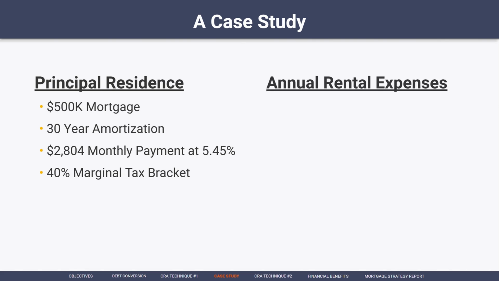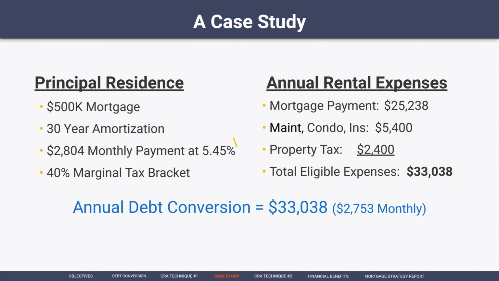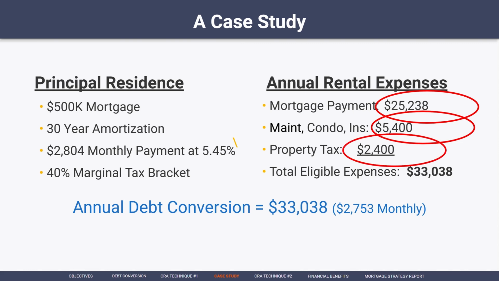The rental property is worth $500,000. It has a mortgage on it with a balance of $375,000, so there's $125,000 in equity. And the total annual cost to run the property is just over $33,000 annually, or $2,753 per month to be precise. The expenses include $25,000 for mortgage payments, principal and interest, $5,400 for maintenance, condo fees and insurance, and $2,400 for property taxes.